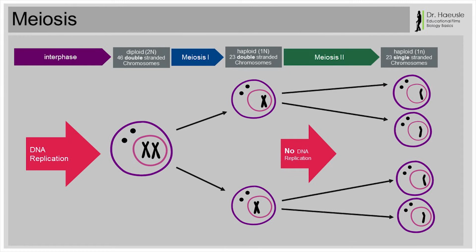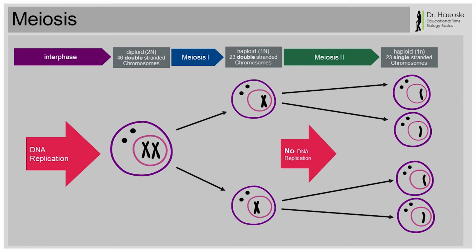After meiosis 2, the newly formed gametes have 23 single-stranded chromosomes. If such a sperm and such an egg cell fused, the resulting cell would have 46 single-stranded chromosomes. This cell will split mitotically and make up an entire organism.